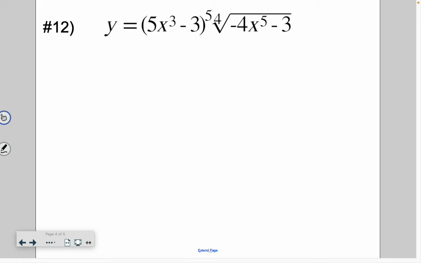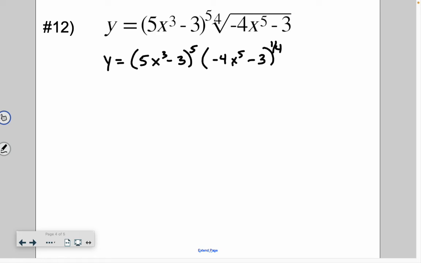All right, so we take a look. Number one thing, I talked about this yesterday. Anytime you see a derivative problem that has a root in it, rewrite it as a power before you even start trying to work on the derivative. So first thing I'm going to do on this problem is rewrite this. Instead of the fourth root, I'm going to take that as the 1/4 power. Okay? So we have negative 4x to the 5th minus 3 raised to the 1/4 power.